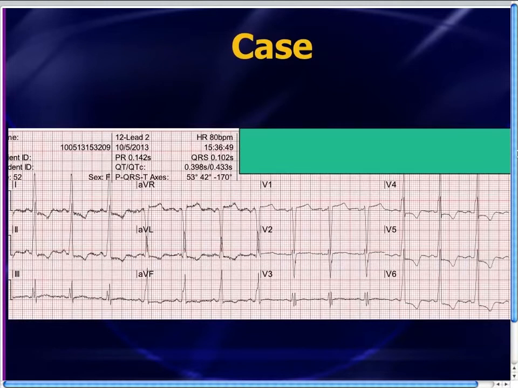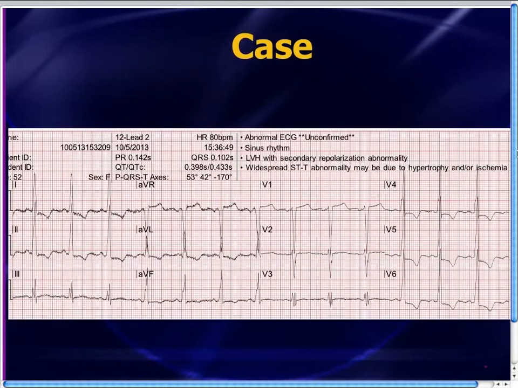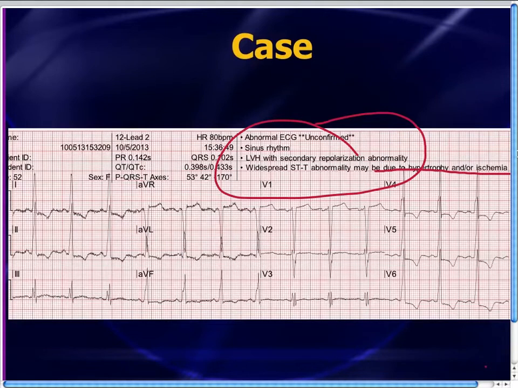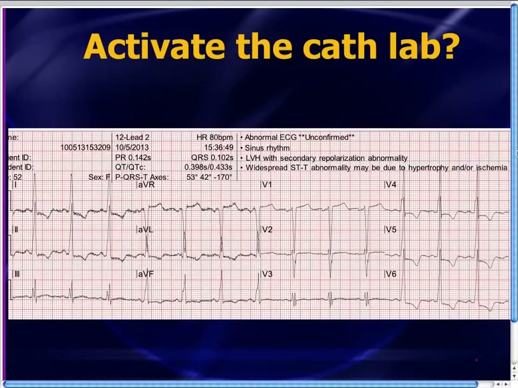Well, the 12-lead EKG showed something a little bit different. The interpretation just showed LVH with some secondary repolarization abnormality or strain type of pattern, but maybe a little hypertrophy and some ischemic pattern as well. So what are you going to do with that? Are you going to activate the cath lab based on that? Well, this is a tough call.